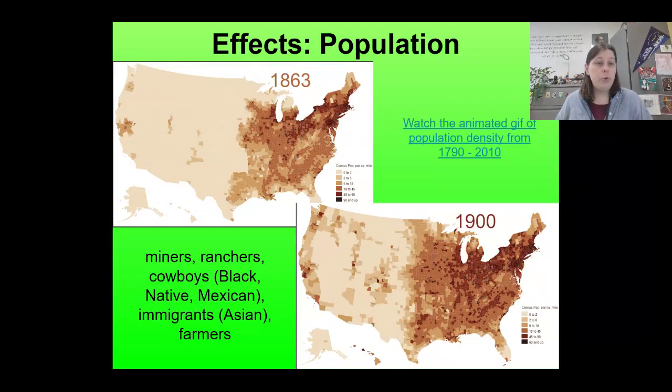Effects. So effects of westward settlement, obviously one of the effects is that settlement moves westward, right? The population is shifting west. You can see these two maps of population density here, with the darker brown colors indicating a more dense population, more people living there. And you can see that even as it gets denser, there's still a lot of open area because this is still quite difficult geographic terrain.